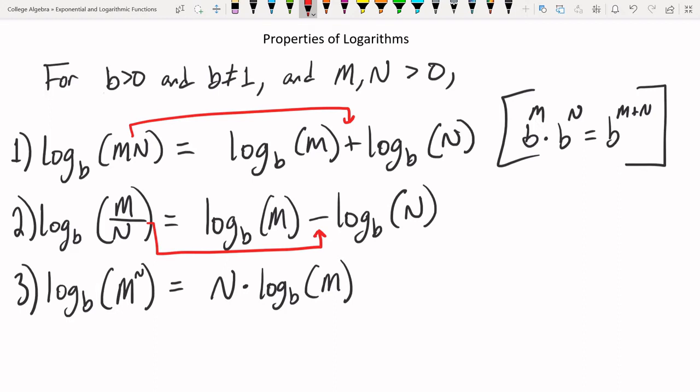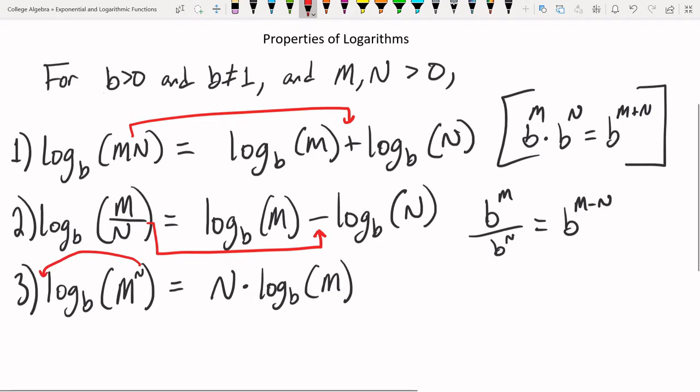So division goes to subtraction, multiplication goes to addition, and this comes from the fact that b to the power of m over b to the power of n equals b to the power of m minus n. Same idea, it's just in a logarithmic form. Now the last one is really just a repeated use of the first one. M to some power n, and this seems kind of weird, but you can actually take the number off of the power and put it in front.